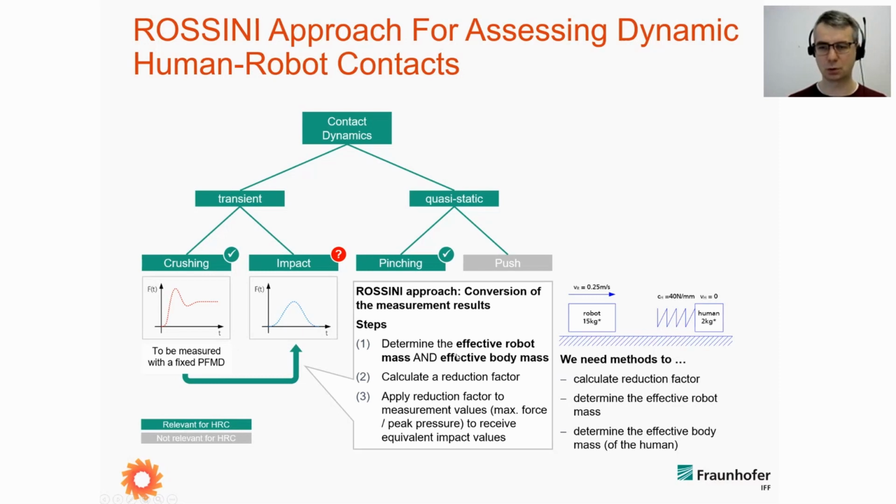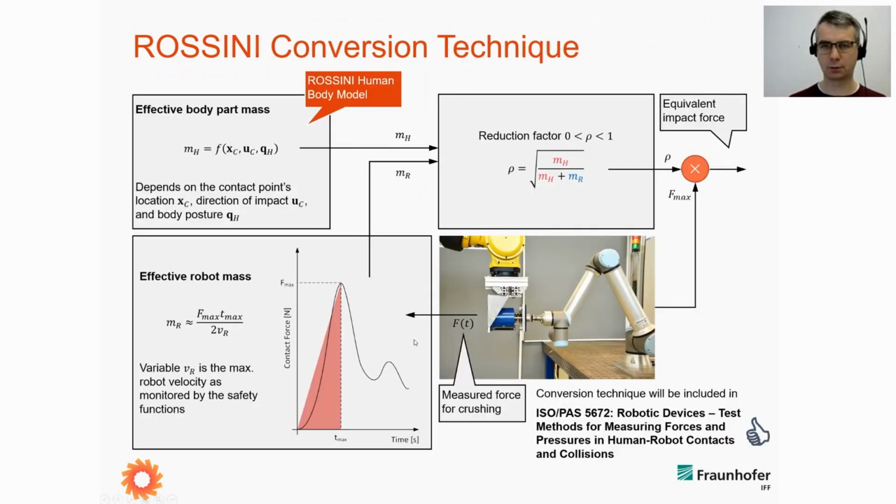The first one is that we need to determine the effective robot mass and also the effective body mass, so the effective mass of the body part which is affected by the impact. Then we can calculate a reduction factor which reduces the measured maximum force from the crushing case into the case that would reflect the impact. Keep in mind this model: we need to calculate the reduction factor, determine the effective robot mass, and also determine the effective mass of the human body. Good, this is the approach, and this is our solution.